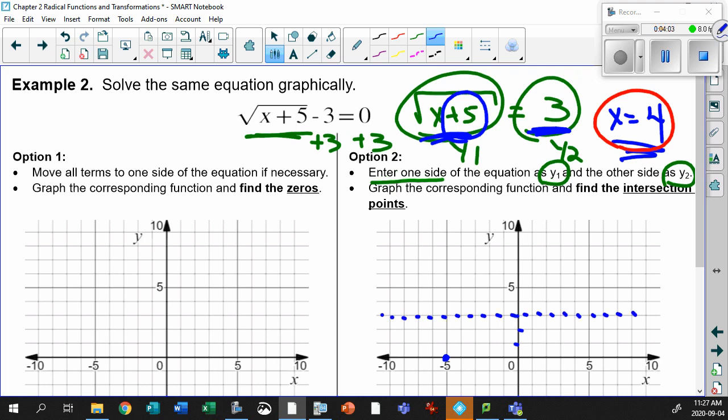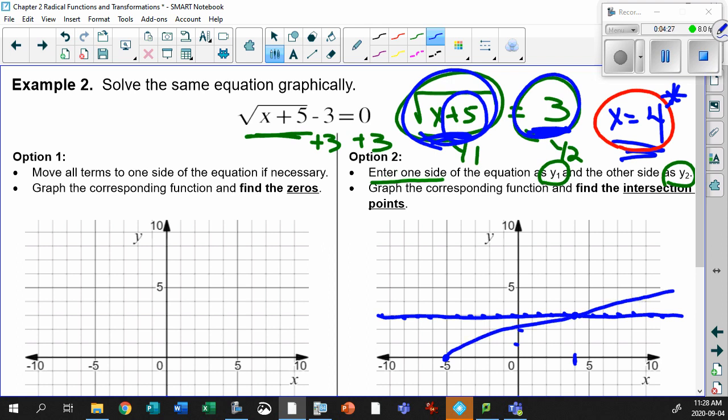And this is where you have to do a little bit of thinking because you know that your solution is going to be 4. So the solution is going to be right here at 4. That's where the two things are going to intersect because y equaling 3 just means a nice, beautiful horizontal line at 3. The square root of x plus 5 means you start at -5 and you go all the way out here and you should have an intersect right at that point. So you have to use a little bit of smarts in order to solve this.